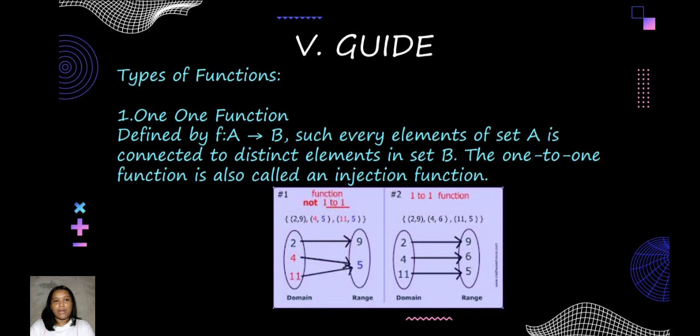First, one-to-one function, defined by f: A to B, such that every element of set A is connected to a distinct element in set B. The one-to-one function is also called the injection function. Here, every element of the domain has a distinct image in the codomain. The example is the given picture.